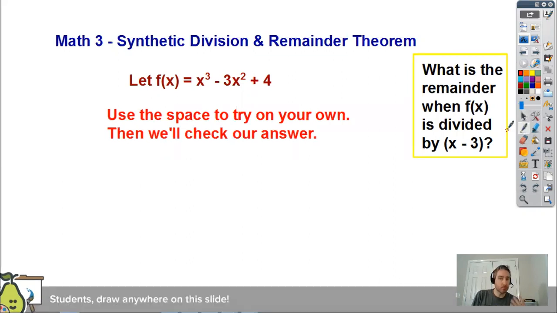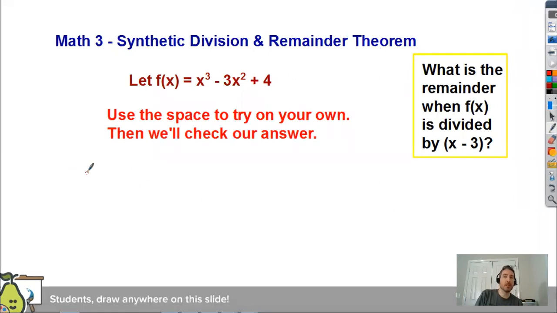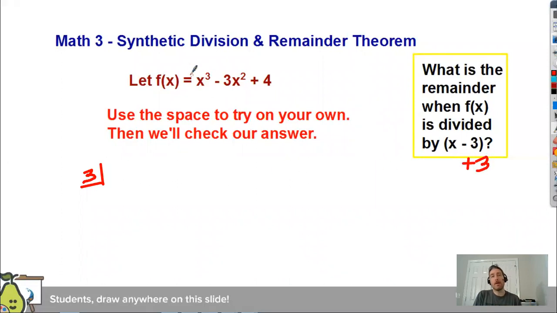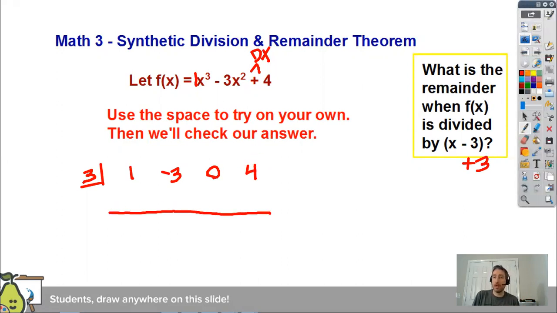So remember, the old way we would do it would be, when we're dividing by x minus 3, we would change the sign of that 3, make that plus. We do our coefficients: 1x cubed minus 3x squared. Notice there is no x, so we put a 0 there as a placeholder, and plus 4. Put a horizontal line.